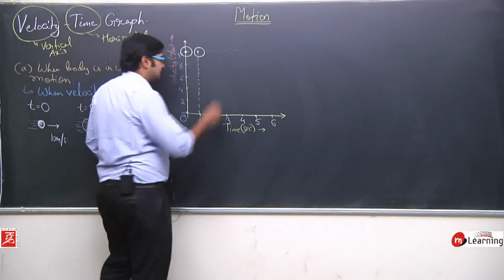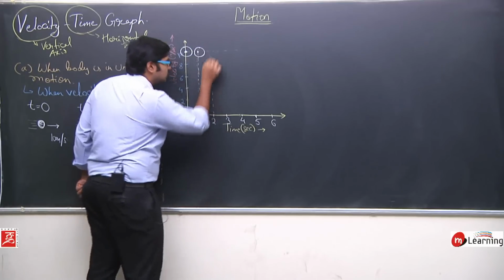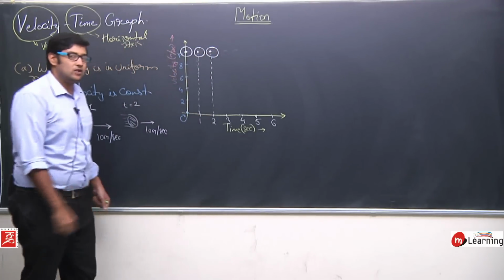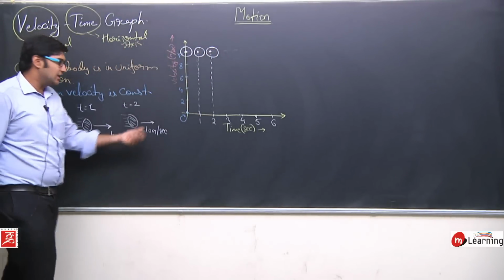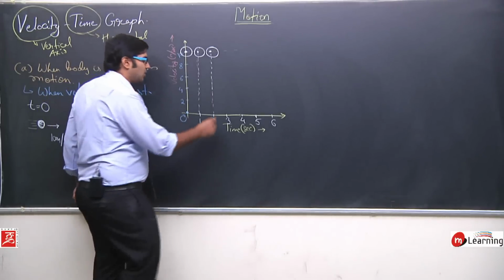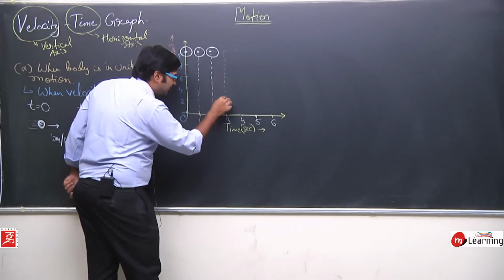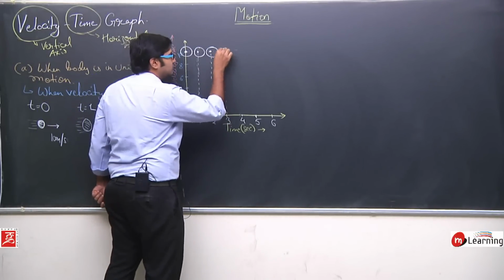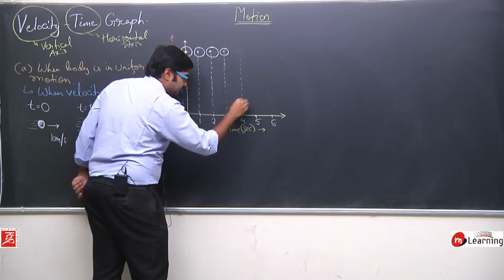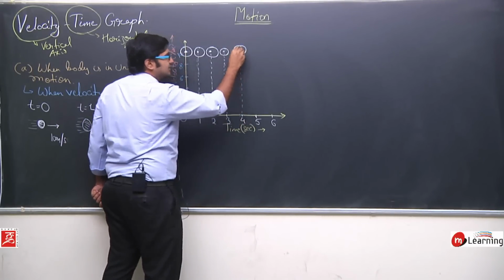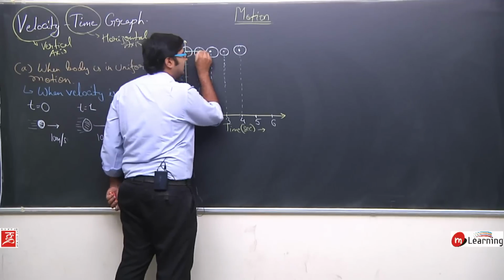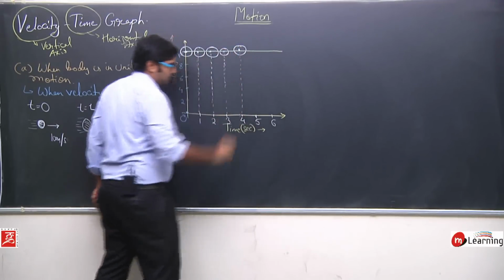What will happen after 2 seconds? Again, after 2 seconds, you will find the speed of the ball is 10 meters per second only. So it is again moving with 10 meters per second speed, and this is the time, that is 2 seconds. What will happen after 3 seconds? The ball will again move with the same speed. There is no change in the speed of the ball, so it is moving again with the same speed, that is 3 seconds. What will happen after 4 seconds? The ball will again be moving with the same speed of 10 meters per second, and so on. And if I join this, it will come out to be a straight line.